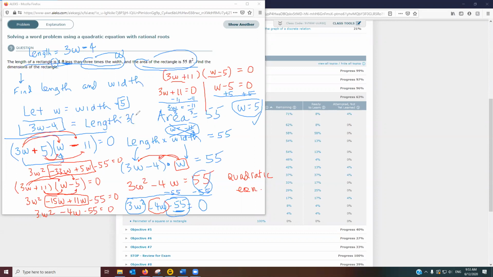So 3 times 5 minus 4. That's going to be 15 minus 4. That's going to get me 11. So the width of this rectangle is 5. The length is 11. All right, so I had to set up an equation on this, and it led me to a quadratic equation. Then I went and solved the quadratic equation.